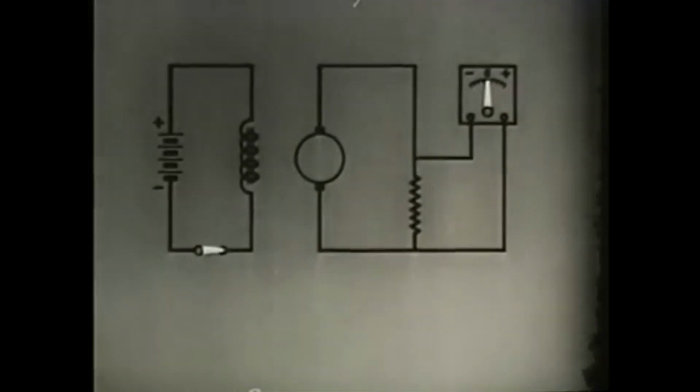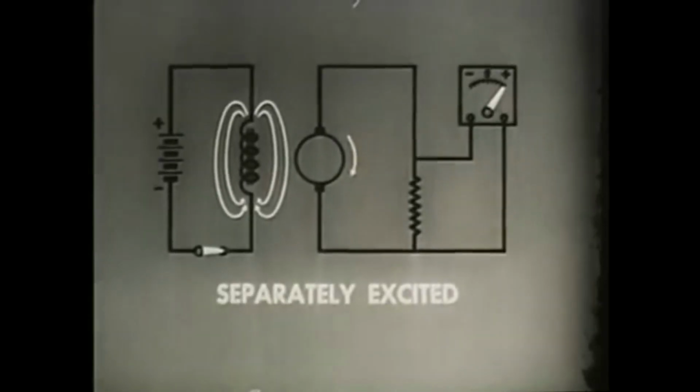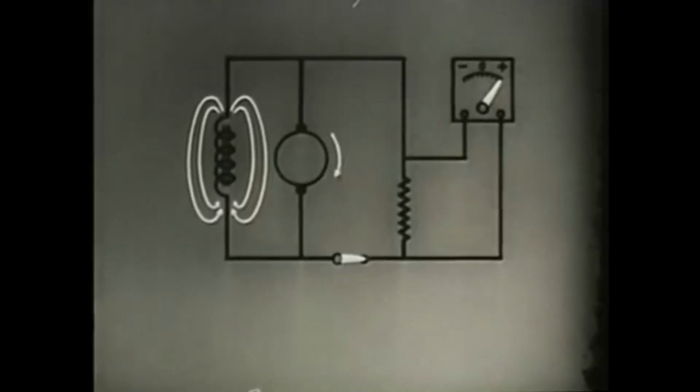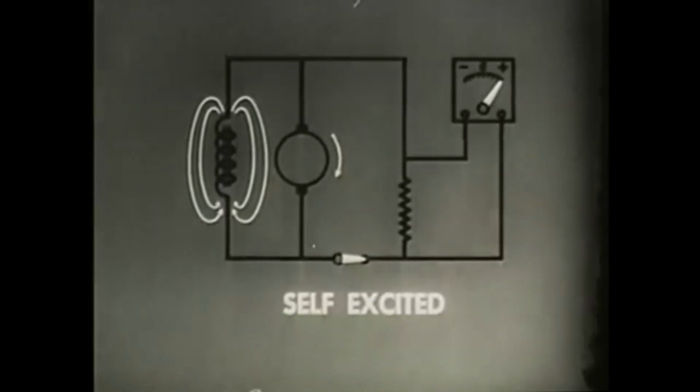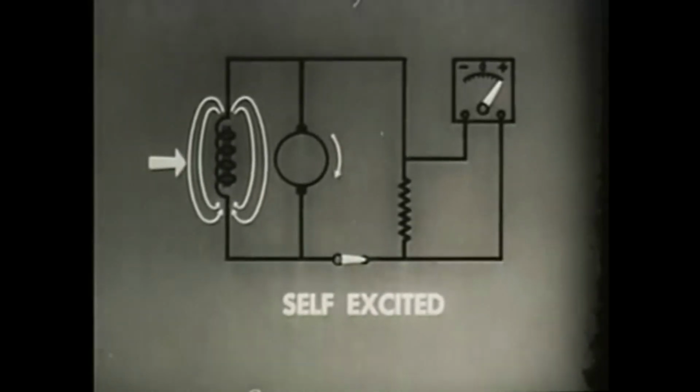Current to excite the field windings can be supplied from an external source. In that case, the generator is classified as separately excited. A small part of the generator's own output can also do the exciting. In that case, it will be a self-excited generator. Self-excited generators must be initially magnetized. The residual magnetism in the core of a field winding provides enough magnetism to begin generator action.